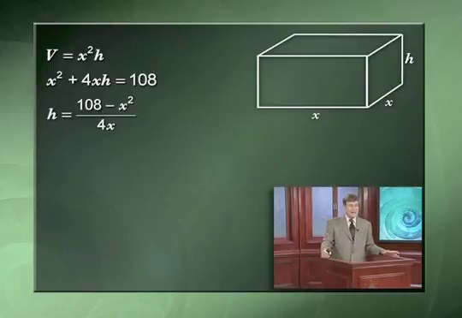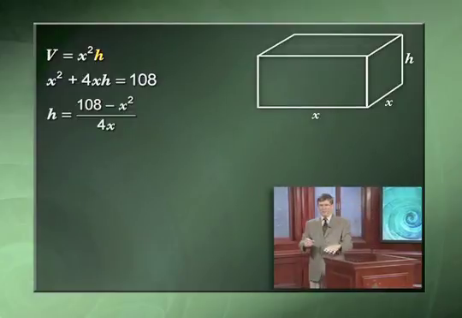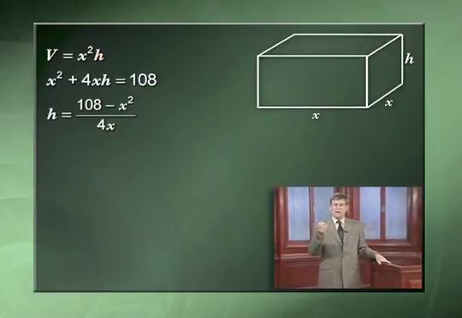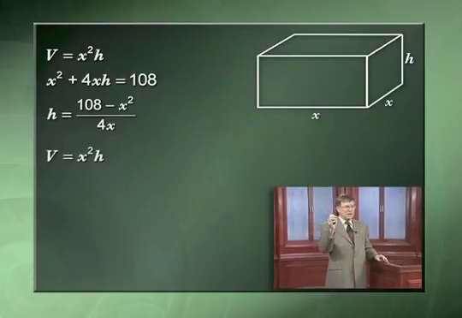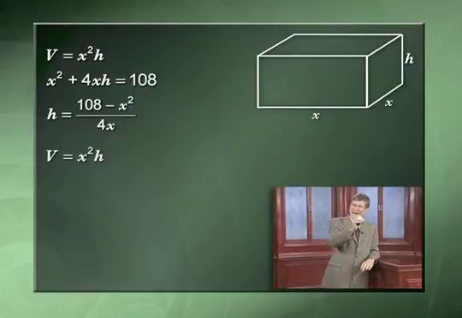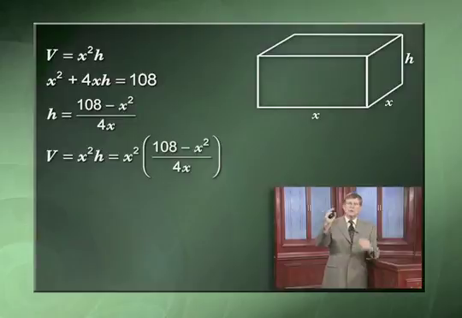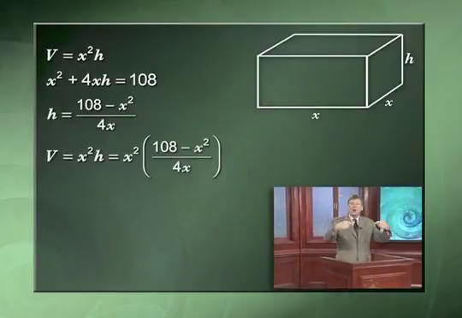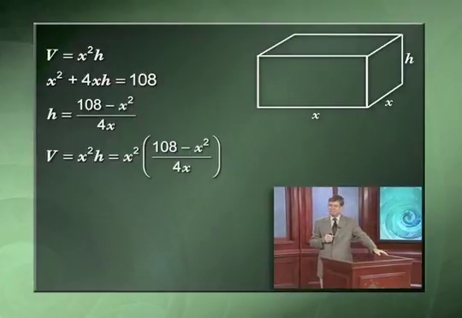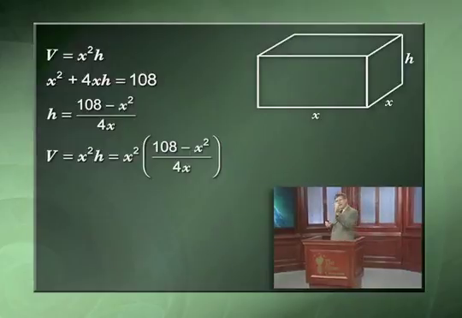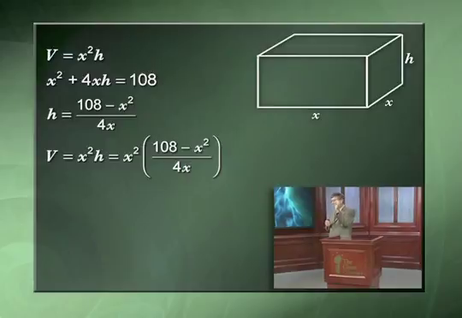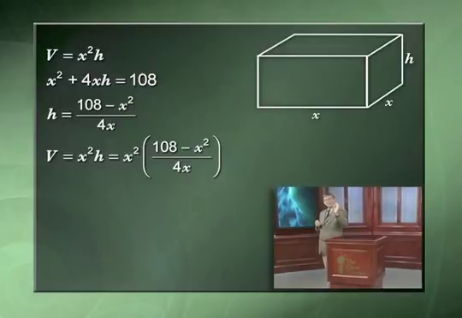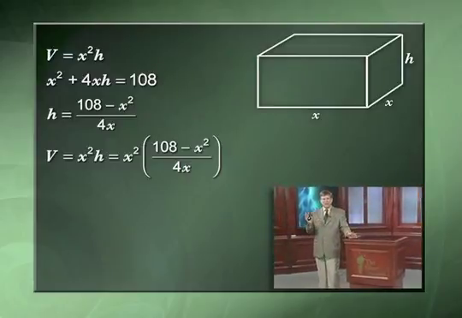So now I know what h is in terms of x, and I can plug that quantity into h in the volume formula. So our volume formula becomes volume equals, well, it used to be x squared h, but now it's x squared times (108 minus x squared), all divided by 4x. Good. We now have a volume function involving a single variable, x.